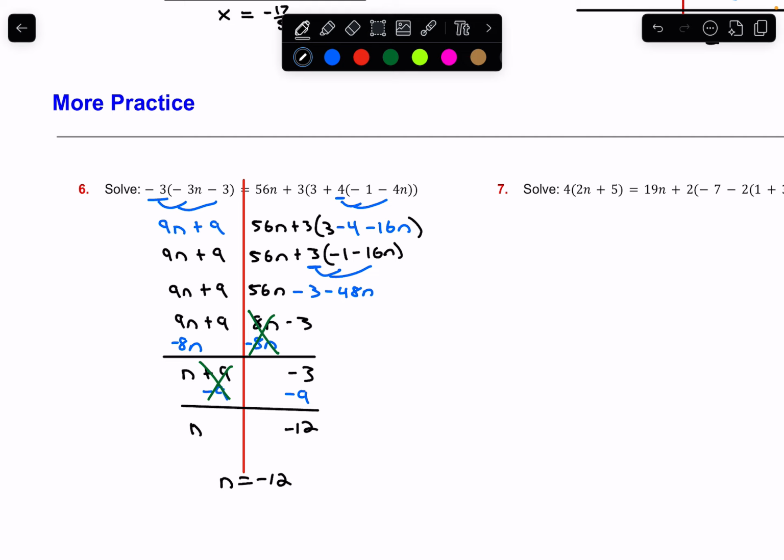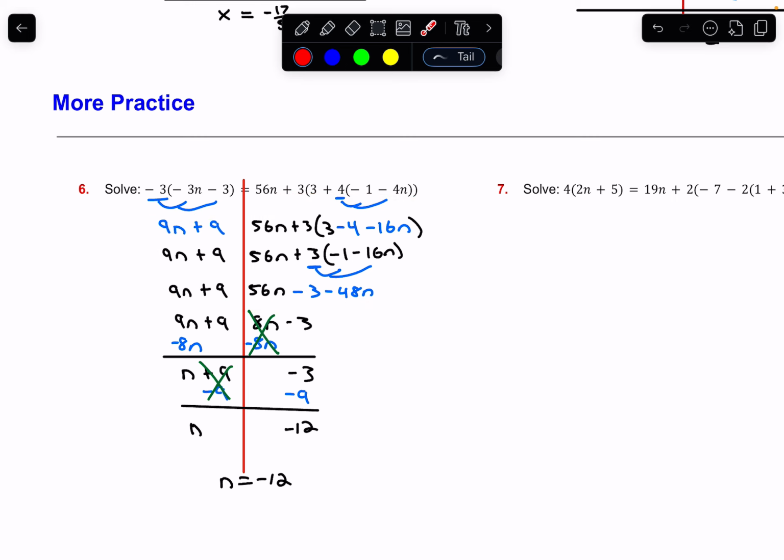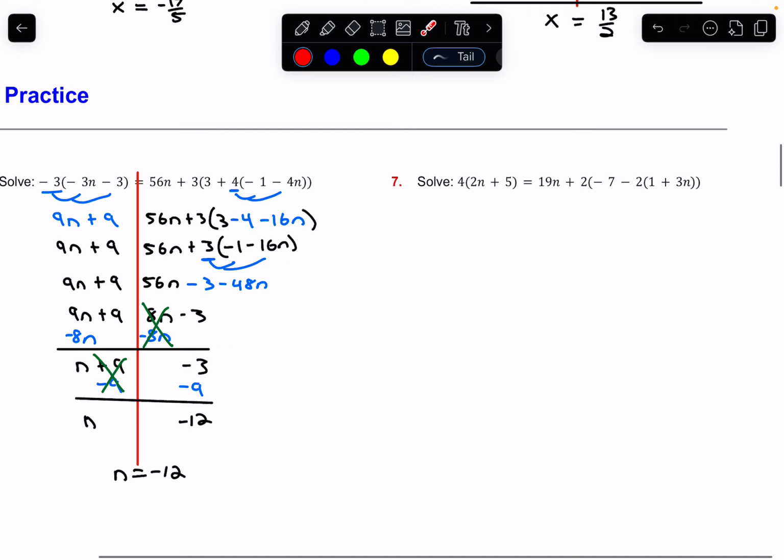Lots of steps in that one, but notice that everything up top here, everything that was messy, was just combining like terms, just simplifying, doing a little distribution. It had nothing to do with the equation solving. Okay, the actual equation solving part is generally not so bad. All of this up here was just simplification. All right, number 7.